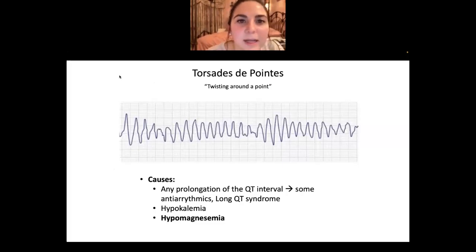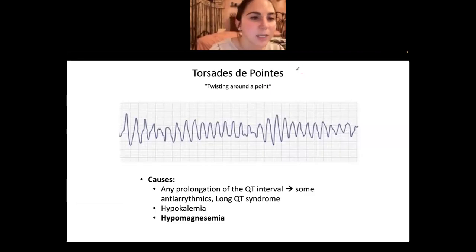Another common EKG that you should recognize is torsade. Another name for torsade is polymorphic VTAC. So it's like twisting around a point. If you were to draw an isoelectric line, I'm not going to draw it on the whole thing, but it just looks like it twists around this isoelectric line. And this is ventricular tachycardia. It's not great. Any prolongation of the QT interval can predispose a patient to torsade.